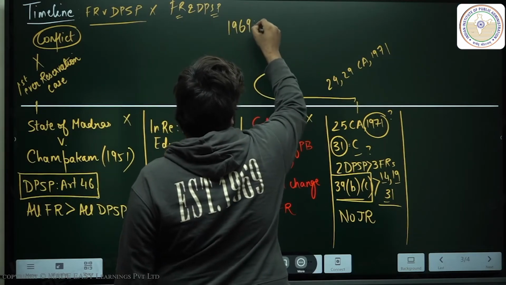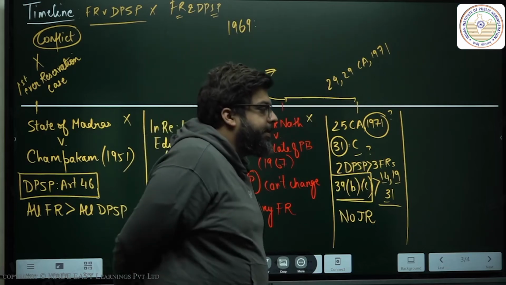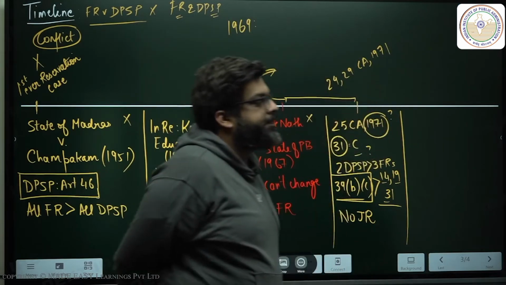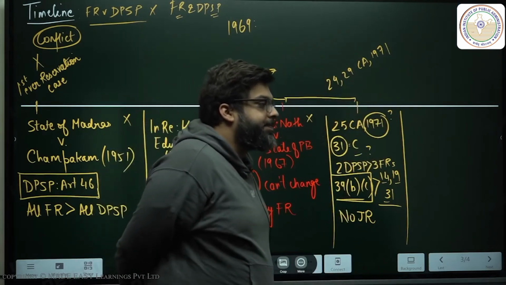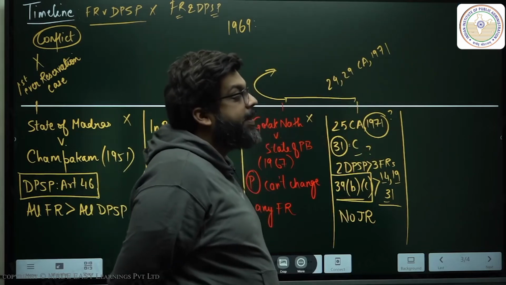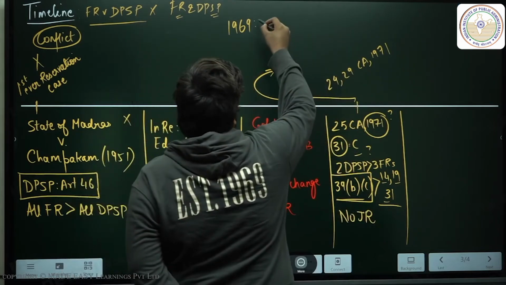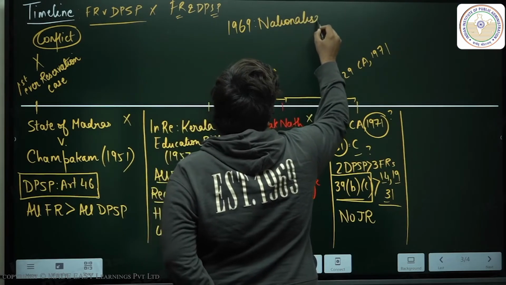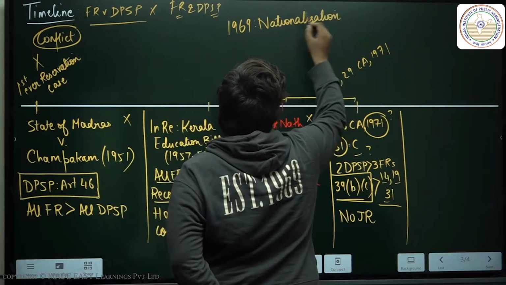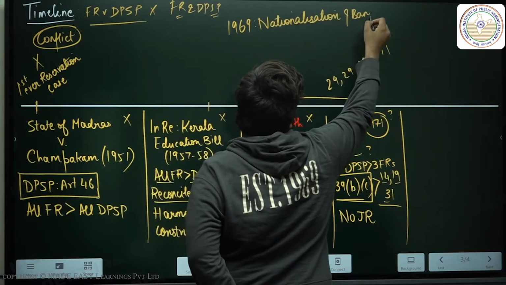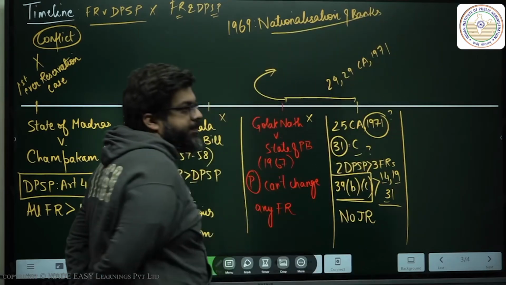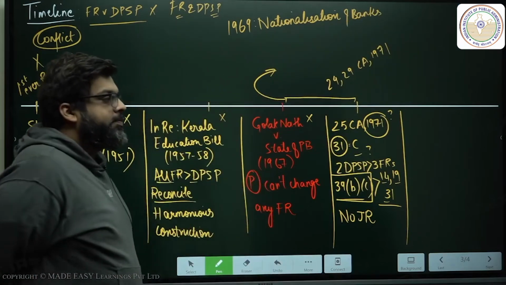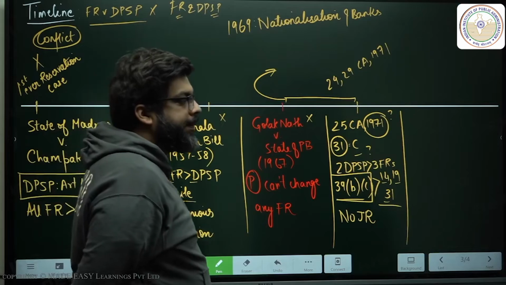1969. हमने इस देश में सारे के सारे प्राइवेट बैंक बंद कर दिए. In 1969, the government came up with the policy of nationalization of banks. प्राइवेट ऑफिसेस, प्राइवेट बैंक्स बंद कर दिए.